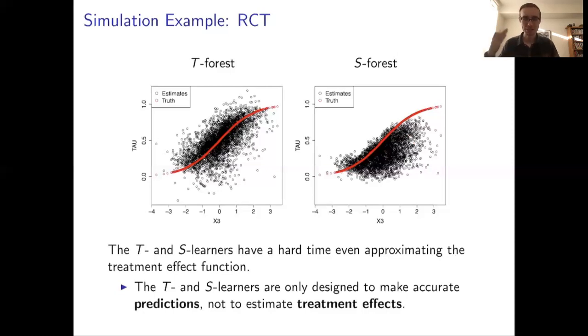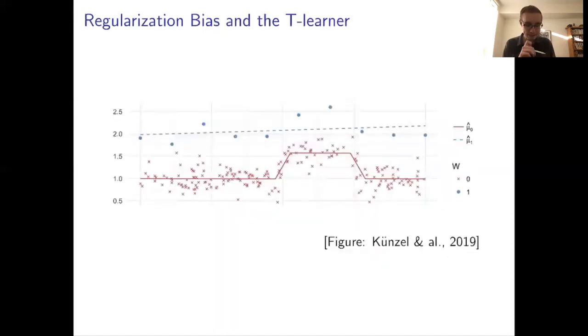Because I just started by writing tau of x as mu1 of x minus mu0 of x. Let's estimate mu1 of x using a forest. Forests are okay. Let's estimate mu0 of x using a forest. Again, forests are okay. And you think you're doing something okay, and then you get this very bad empirical performance. So what went wrong? The problem is essentially, I think I was calling it earlier, regularization bias.